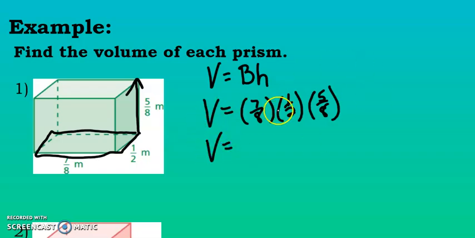So volume equals, when we multiply fractions, what I like to do first is see, is there any simplification that I can do either across or on top of each other?